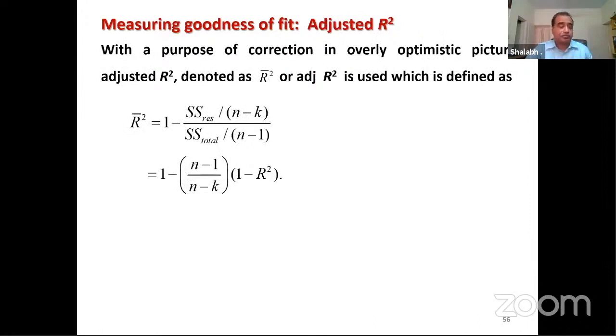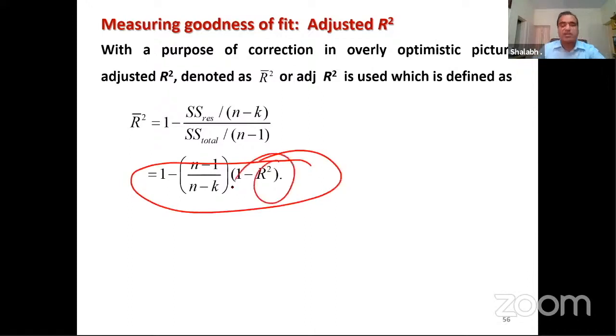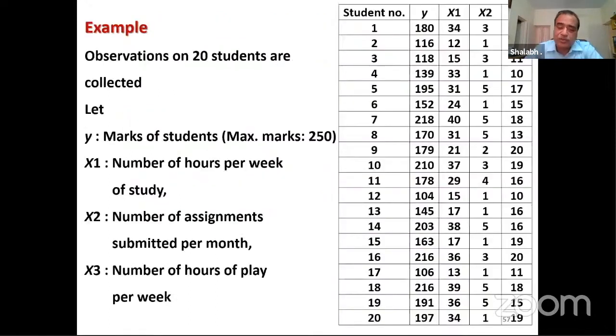So this adjusted R square is defined here by this quantity you can see. So it is some modification in the value of R square. How it is obtained is not your job, but it is for your information that this is called adjusted R square, and it is indicated by R bar square, right? So now let us try to find out these things in the given set of data.